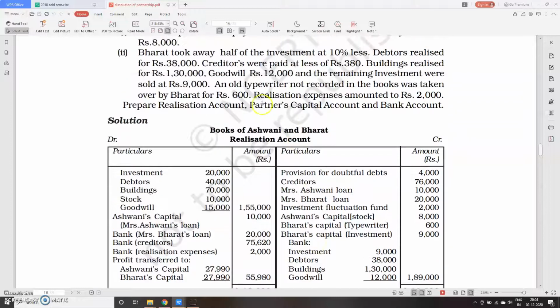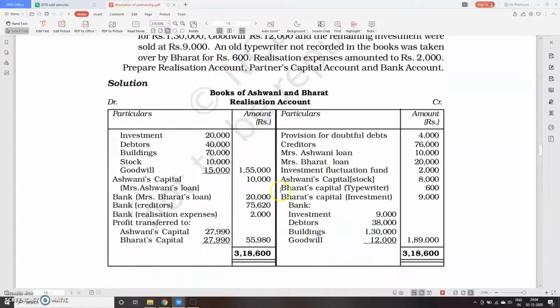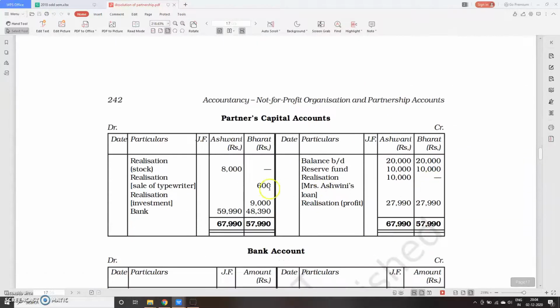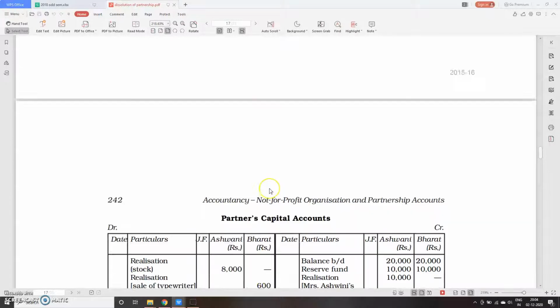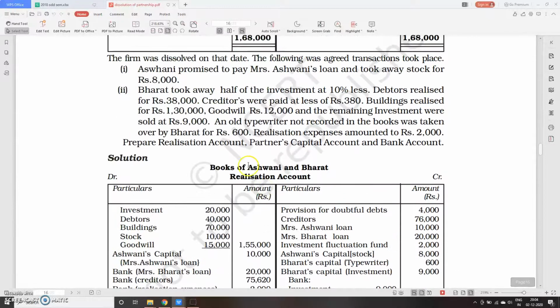Fine. Now he's saying an old typewriter not recorded in the books was taken over by Bharat for rupees 600. So here it is. We are putting it to Bharat's capital account. Bharat's capital account, in bracket, typewriter 600 rupees. Now it will go to Bharat's capital account, 600 rupees here. See, realization account, sale of typewriter 600 rupees. So that is taken care of.